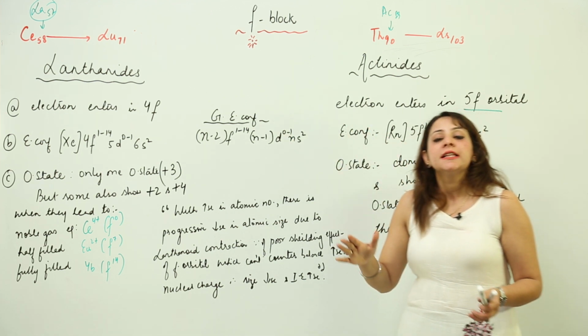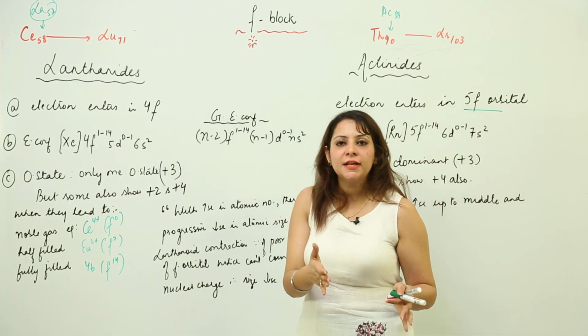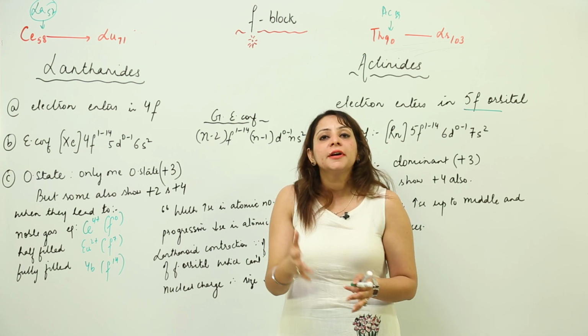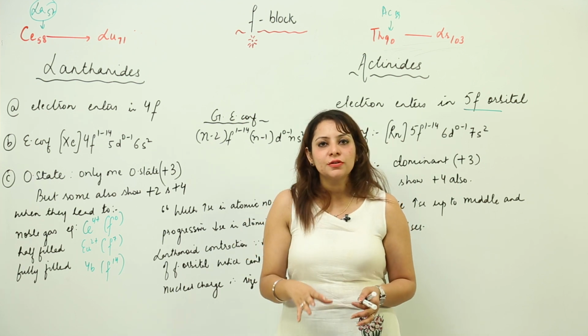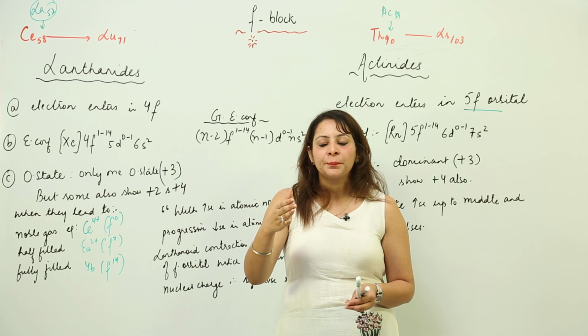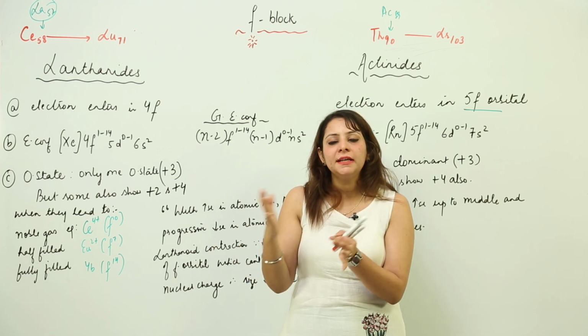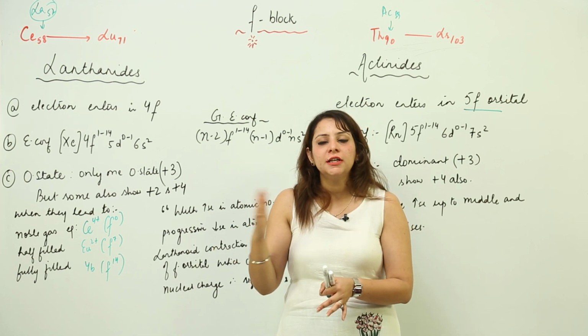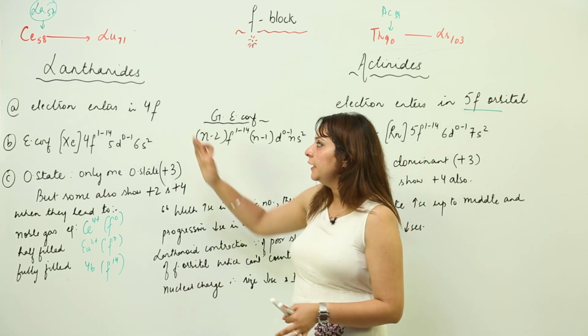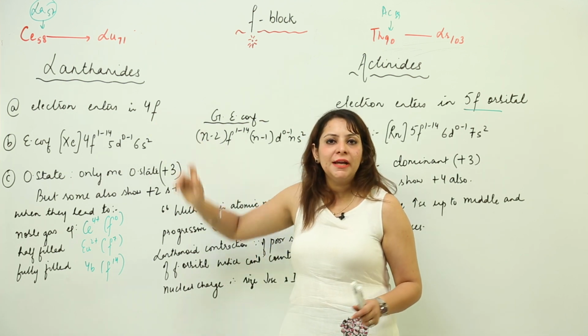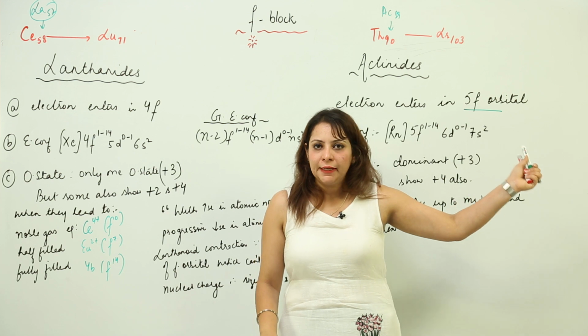I think it's clear that lanthanides and actinoids are inner transition metals, and why they are called so. Because they are present inner to the transition elements, that is, after lanthanum and after actinium in the third and the fourth transition series. In this, the filling of the 4F orbital takes place, in it the filling of the 5F orbital takes place.